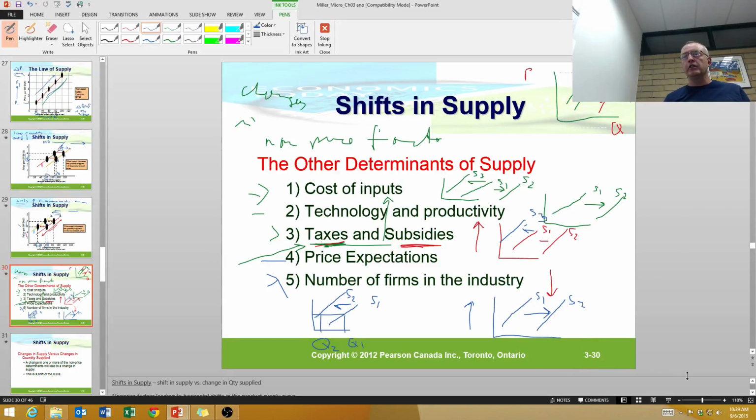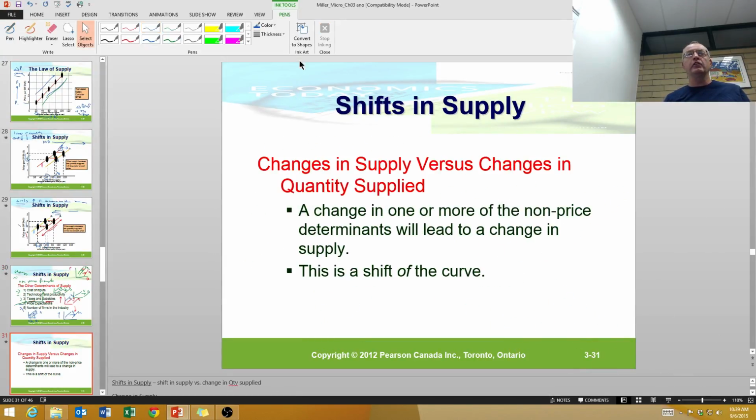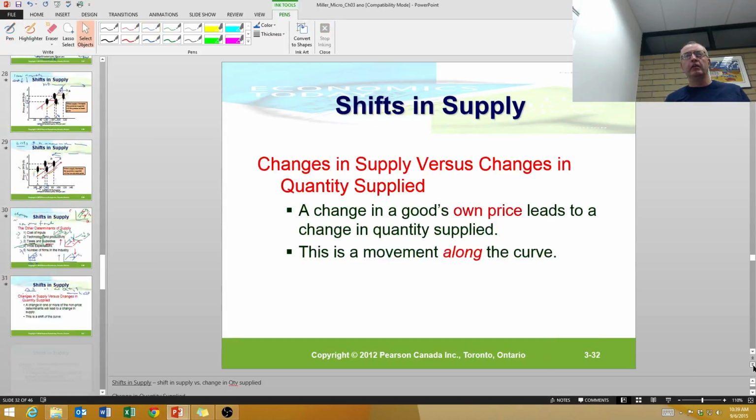Okay, so final little summary here, same kind of summary that we had for the demand curve. We have to draw this distinction between changes in supply versus changes in quantity supplied. So changes in quantity supplied are caused by changes in price, and changes in supply itself are caused by non-price factors. And then we have a little diagram here.